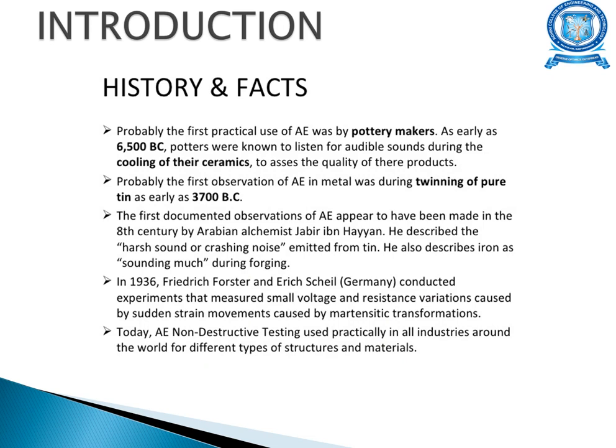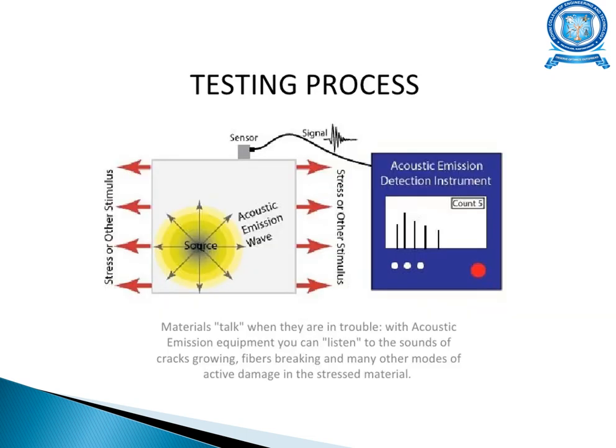In the year 1936, Friedrich Förster and Scheil, in Germany, conducted experiments that measured small voltage and resistance variations caused by sudden strain movements, which were caused by the martensitic transformation. And today, acoustic emission is one of the non-destructive testing methods used practically in all industries around the world for different types of materials and structures. So this is the testing process.